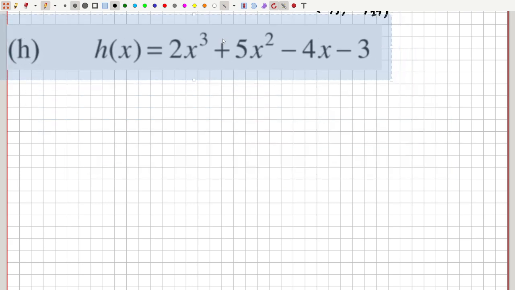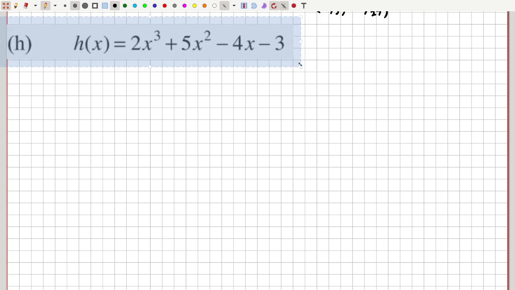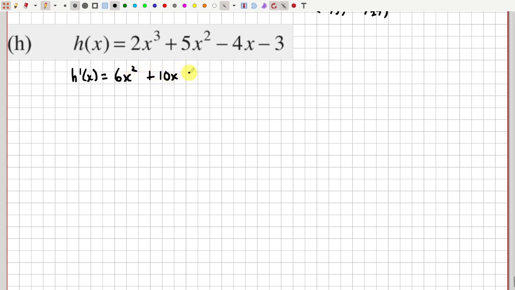Okay, so question H. We'll do the same thing we do every night, Pinky. We'll get the first derivative. That's 6x to the power of 2 plus 10x minus 4. We'll get the second derivative, and that is 12x plus 10.